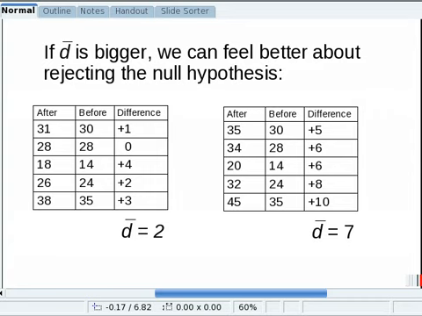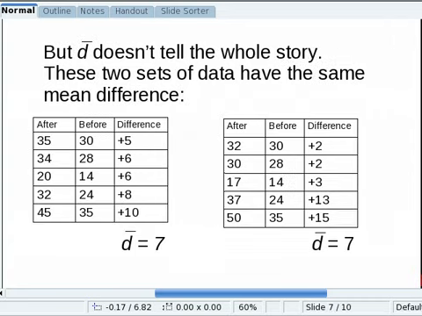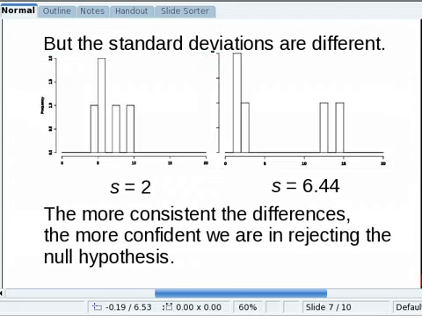But this difference is not the only story. What would happen if we had done the experiment twice and we had these 2 sets of data? This time in the experiment, same as the one we had on the previous frame, we have an average difference of 7. Here everybody's improved and there's an average difference of 7, but you'll notice the differences are not quite the same as these other differences. The differences are different, so to speak. And the real difference between them is the standard deviations are different.